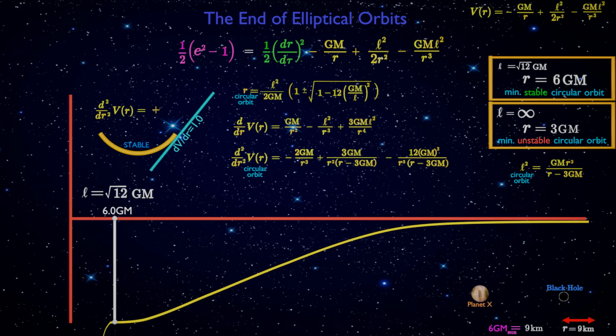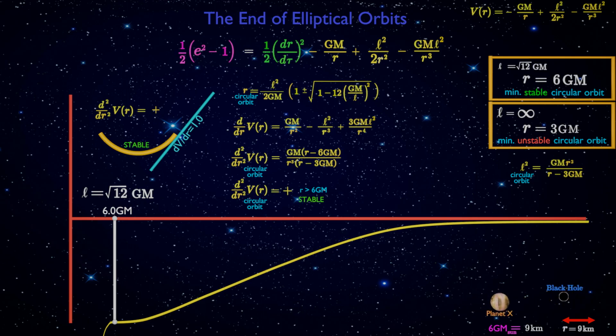Now let's put everything over a common denominator. Expand out the brackets. Now let's collect like terms. And now let's factor out a GM from the numerator. If r is greater than 6 GM, we get positive over positive, which is positive. This represents a stable circular orbit.